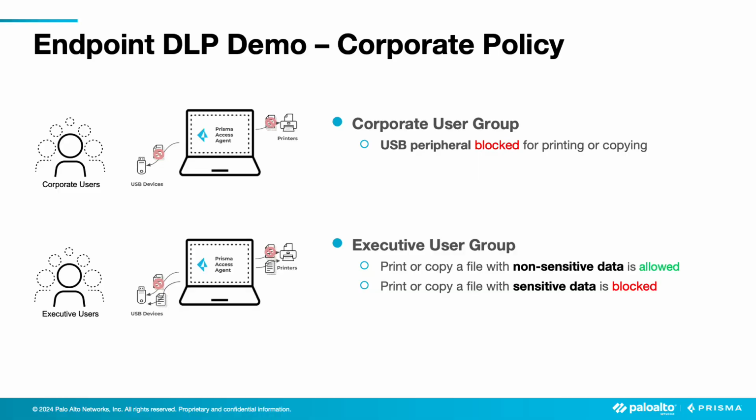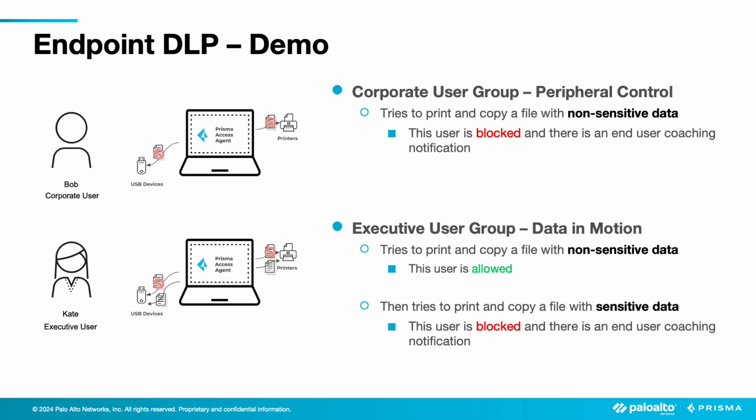For the demo, a corporate policy has two groups of users: corporate user group and executive user group. Corporate user group is not allowed to use USB peripherals to print or copy, and executive user group is allowed, but only for non-sensitive data. In this demo, we have two users, Bob and Kate. Bob is a corporate user and has an Endpoint DLP policy for peripheral control, and Kate is an executive user and has a policy for data in motion.